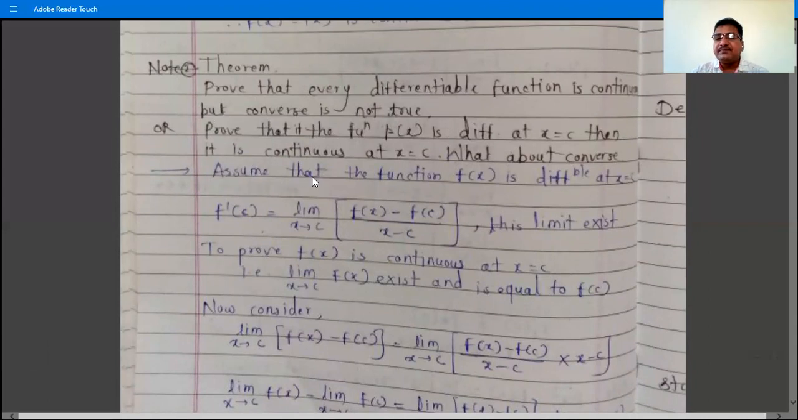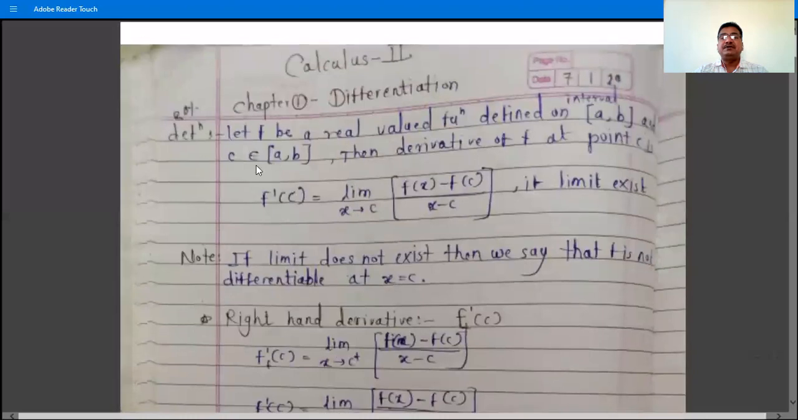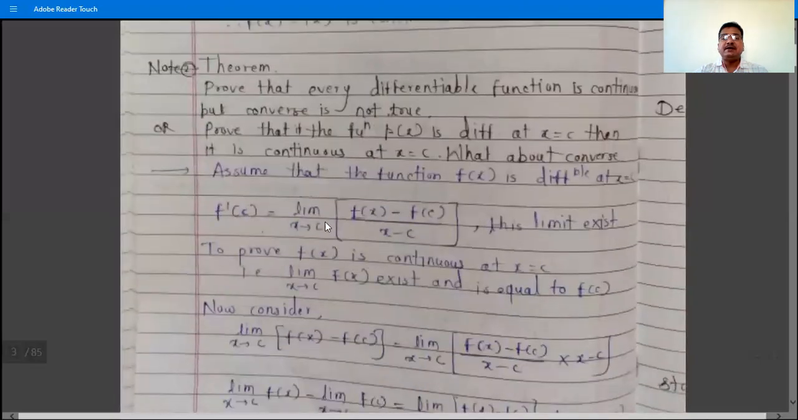So assume that the function f(x) is differentiable at the point x equal to c. Now we have to show the function f(x) is continuous at x equal to c. The function f(x) is differentiable at x equal to c; this is the definition of differentiability. What we have is that f'(c) is equal to the limit x tends to c of (f(x) minus f(c)) divided by (x minus c). This limit exists. Why does this limit exist? Because the function f(x) is differentiable at x equal to c.